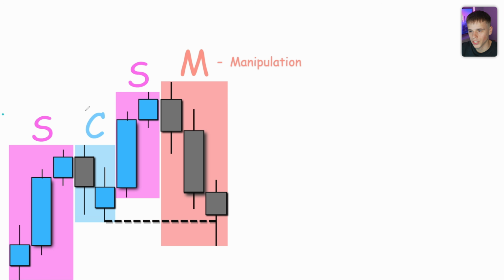So what the manipulation is going to be, it is going to confuse a lot of people, but I'm going to simplify it so it's so easy to understand, and it's going to be so easy for you to actually read the market after this video. So after we make structure, correction, and structure in the market, everybody is going to expect the market is just going to flawlessly move to the upside.